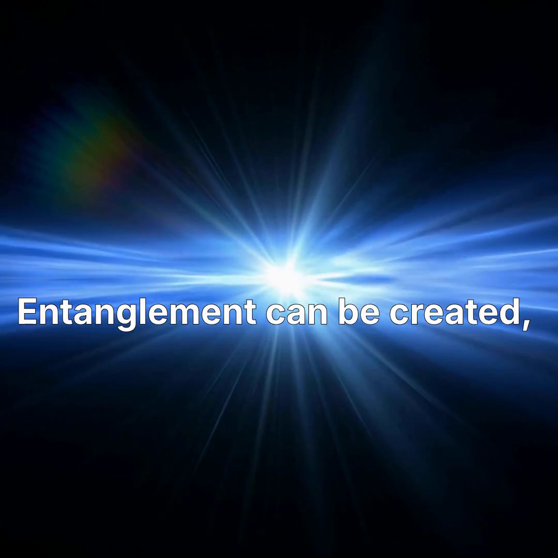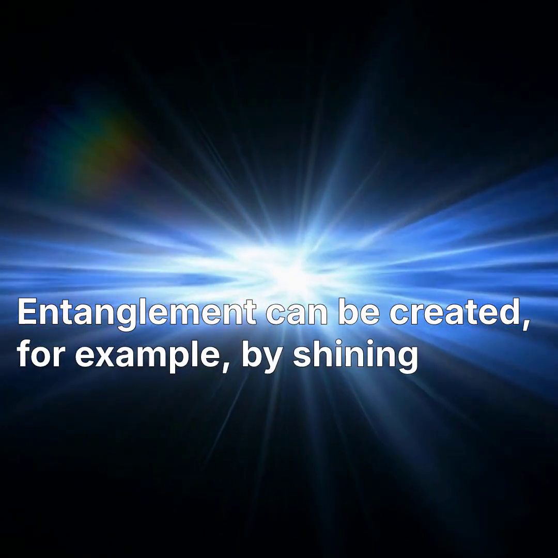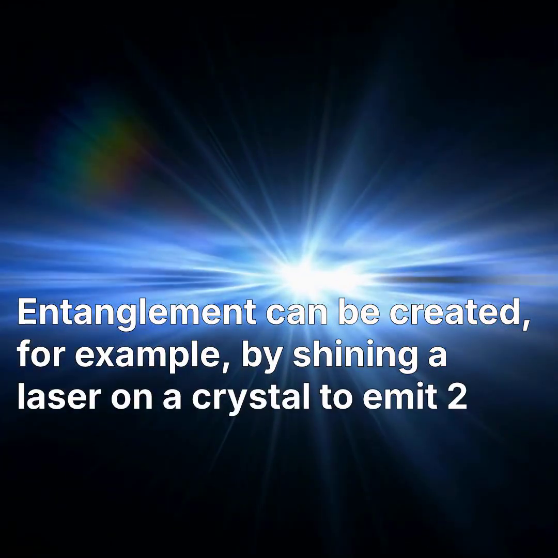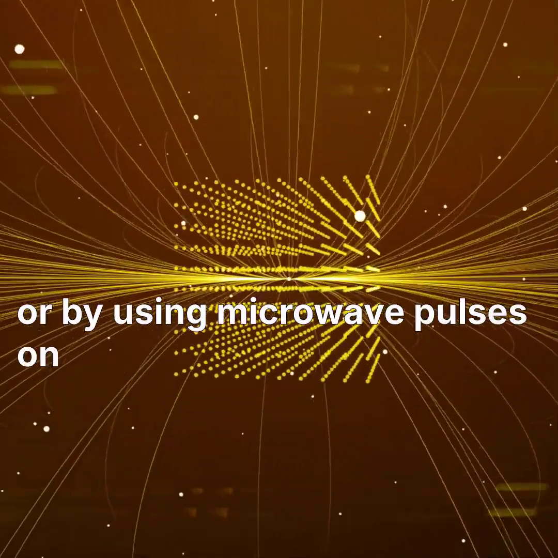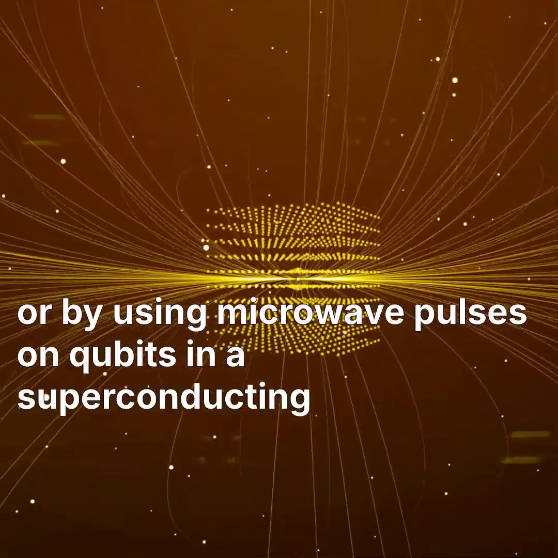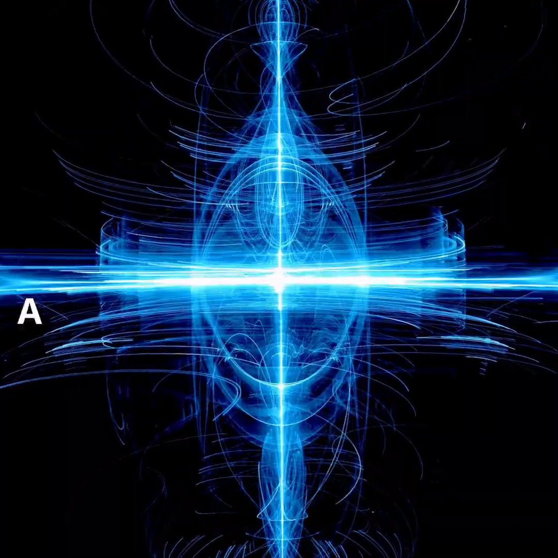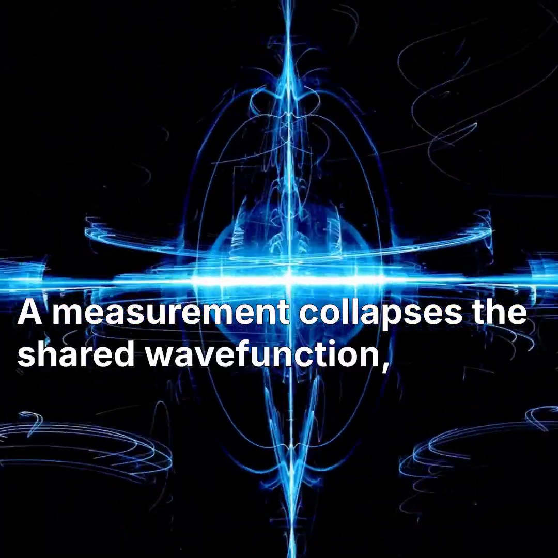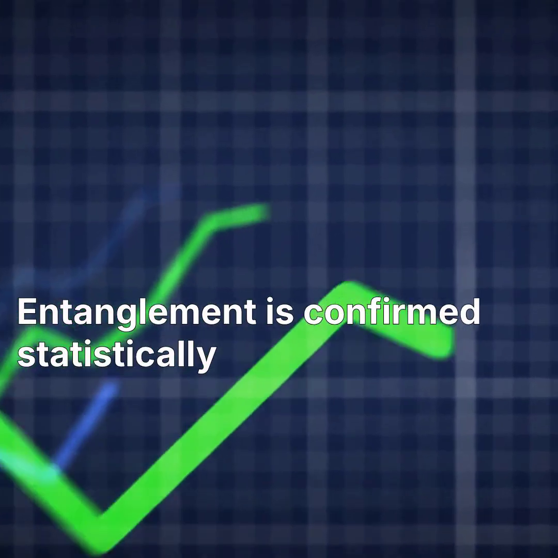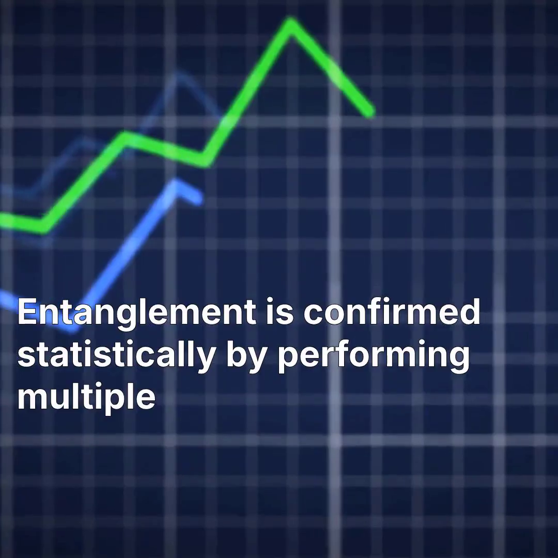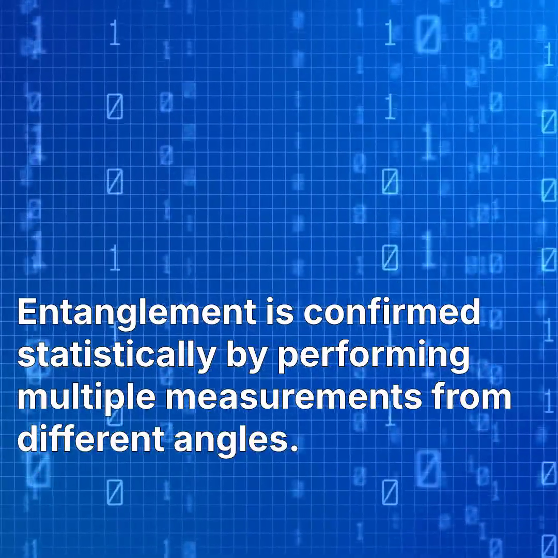Entanglement can be created, for example, by shining a laser on a crystal to emit two entangled photons, or by using microwave pulses on qubits in a superconducting quantum processor. A measurement collapses the shared wave function and both particles' states are determined. Entanglement is confirmed statistically by performing multiple measurements from different angles.